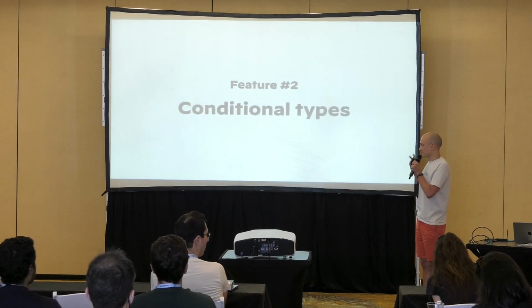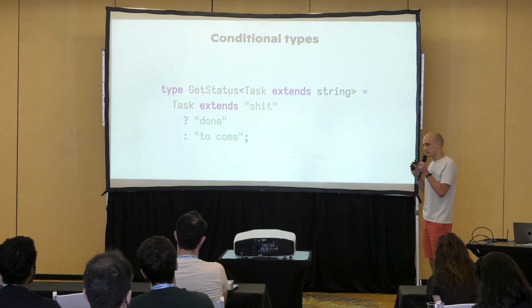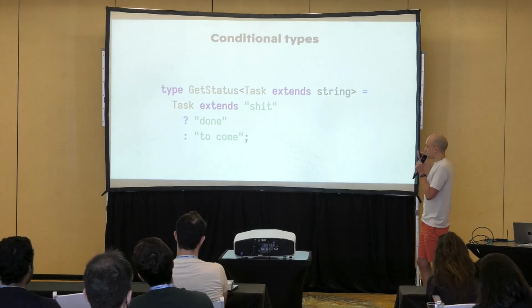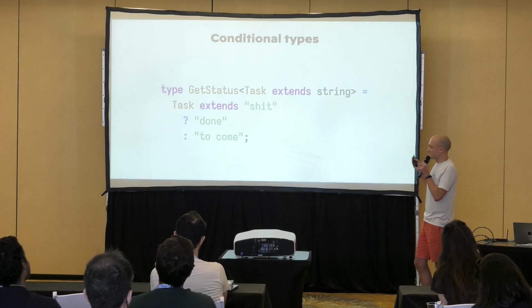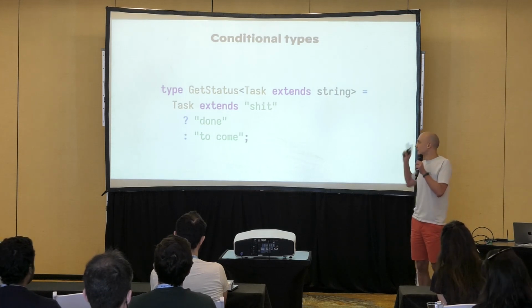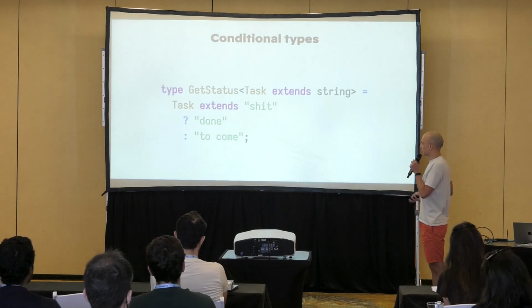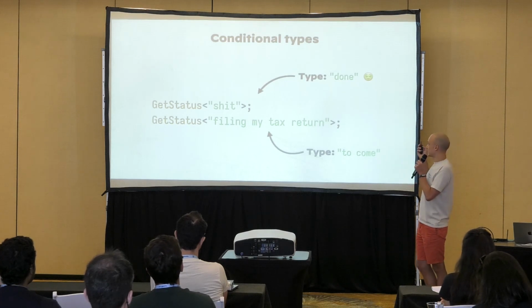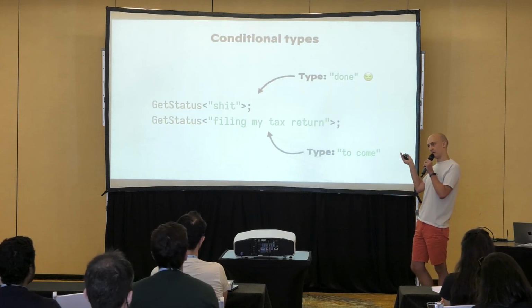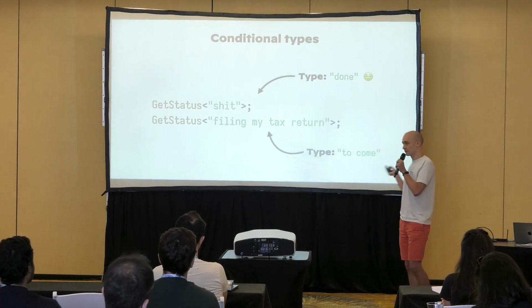Second feature, conditional types. Same thing in JavaScript, actually. You can do a condition using a ternary. So I create GetStatus, it takes a task, which is a string. If the task looks like "shit", done. Else, todo. So if I use GetStatus with "shit", it will return the type done. If I use GetStatus with something else, it will return todo.